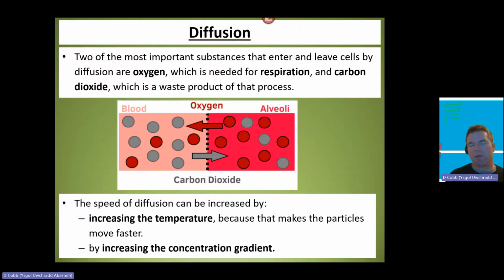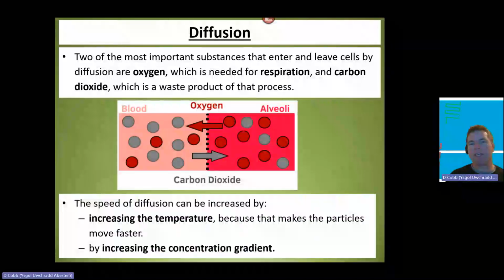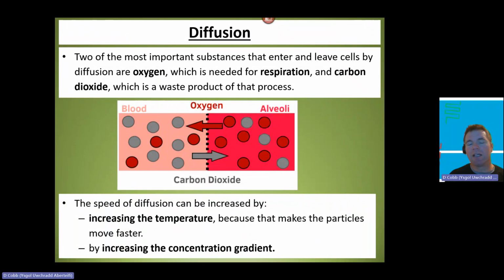Now, in the body, we don't really see a change in temperature that would affect diffusion, but we do see a manipulation of the concentration gradient. We do see situations whereby we try and increase the concentration gradient, either by getting a higher concentration on the side with, in this case, the oxygen, so trying to get more oxygen on this side, or by getting a lower concentration of oxygen on the blood side. And that increases the difference between the two sides. So we say it increases the concentration gradient and it makes diffusion happen quicker.